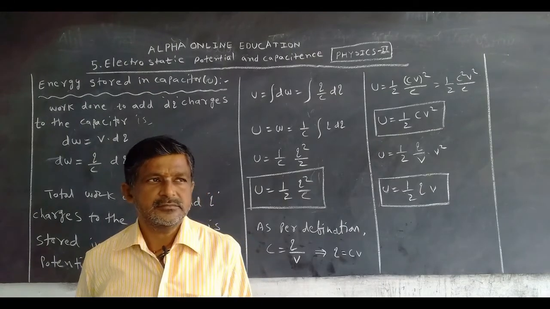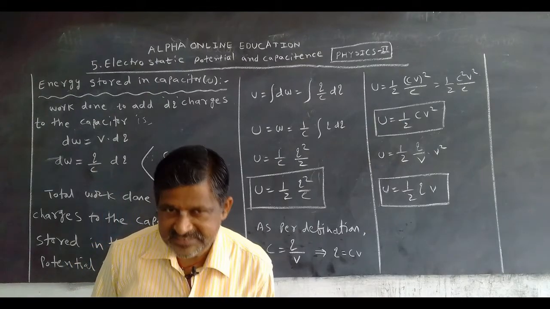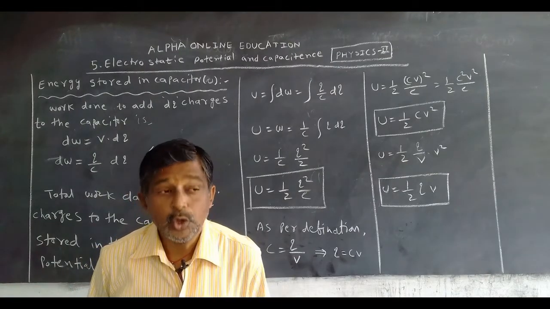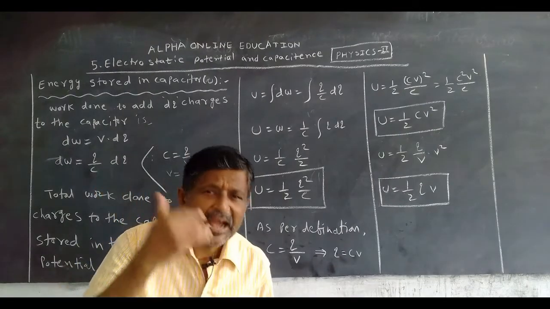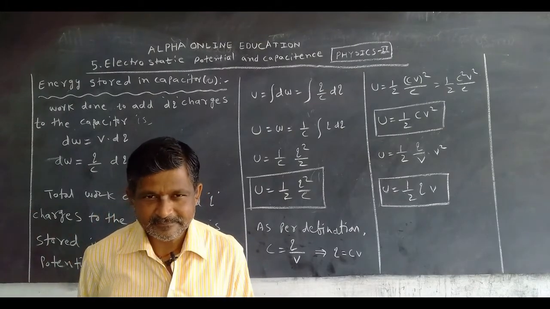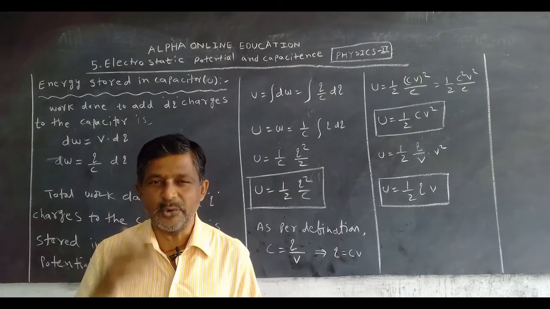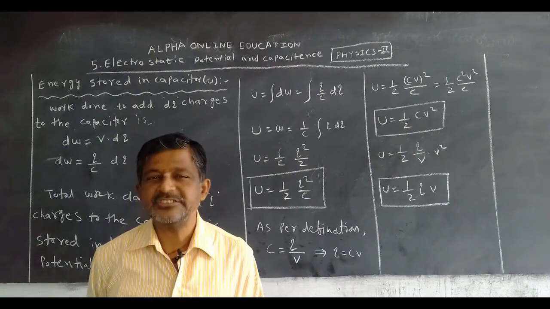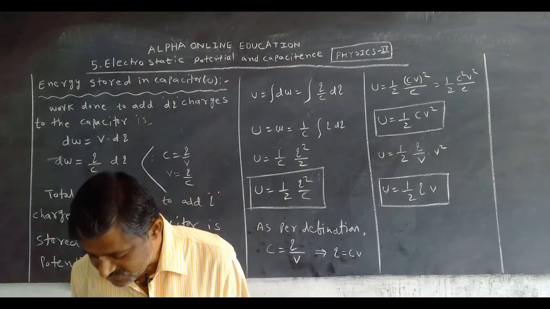Once again, what is a capacitor? It is a device that stores charges in the form of a uniform electric field at low potential. Now if we add additional charges, potential increases, which means work increases. That work is stored in it in the form of energy, but which energy? Potential energy. That's why we say energy stored in a capacitor.